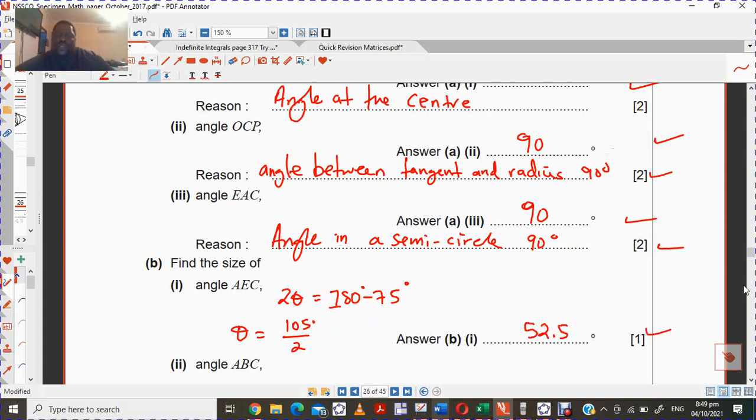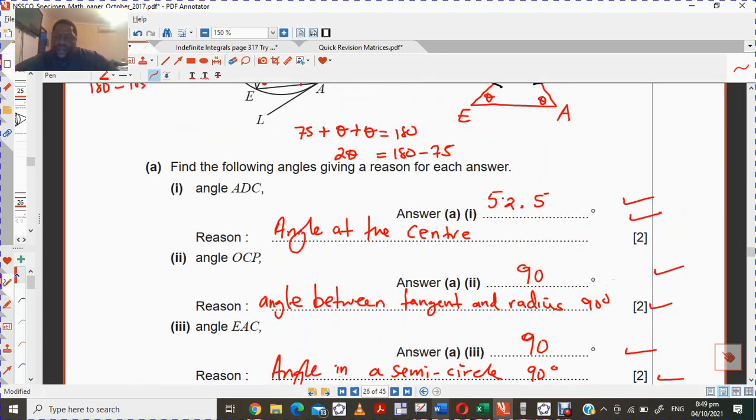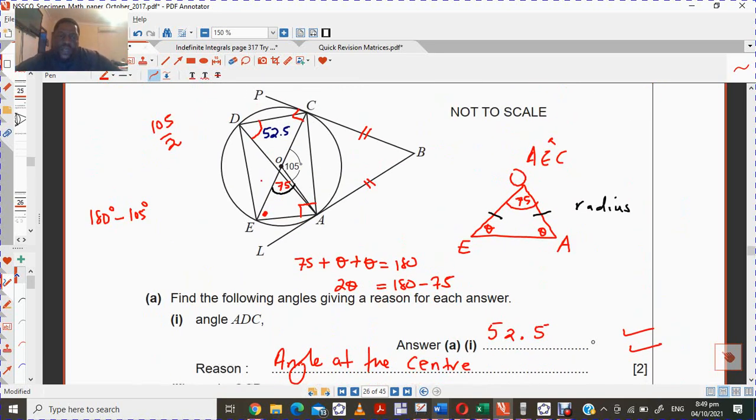Now, there are many other ways that you could have found that 52.5 as well. Another method would be if you have angles in the same segment. I don't know if you notice, and this is where the 1 mark comes from. This angle is equal to that angle because they're in the same segment. So if you look at this chord AC, it divides the circle into a major segment and a minor segment. So you see that these two angles are in the same segment, so therefore these two angles are equal.